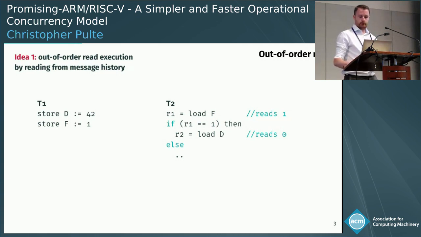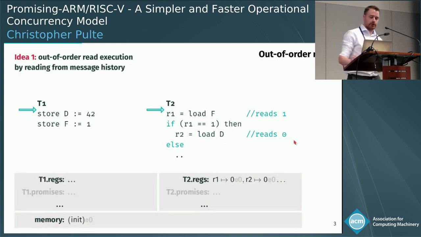If you look at this program now, this is the same message passing program as you saw before, just now what it might look like when compiled to some sort of toy assembly language, although the later tool will handle the real ISA model. The interesting execution was the one where thread 2, the consumer thread, read D equals 0. One of the explanations was that it could execute this load of D out of order, before the load of F. And the model explains that as follows.